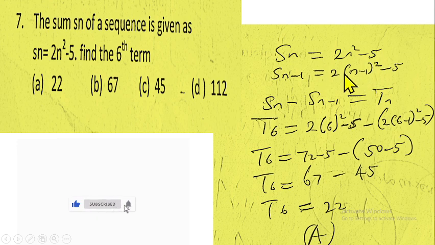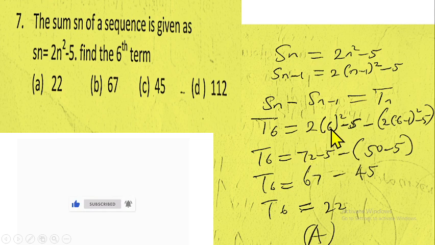I hope you understand what you are doing here. Therefore we know the sum of n terms, which is this, and we know the sum of n minus 1 terms, which is this. Sorry, we are looking for the sixth term. T6 is equal to the sum of n terms, which is 2 into 6 squared minus 5, minus the open bracket sum of n minus 1 terms, which is 2 into 6 minus 1 all squared minus 5.